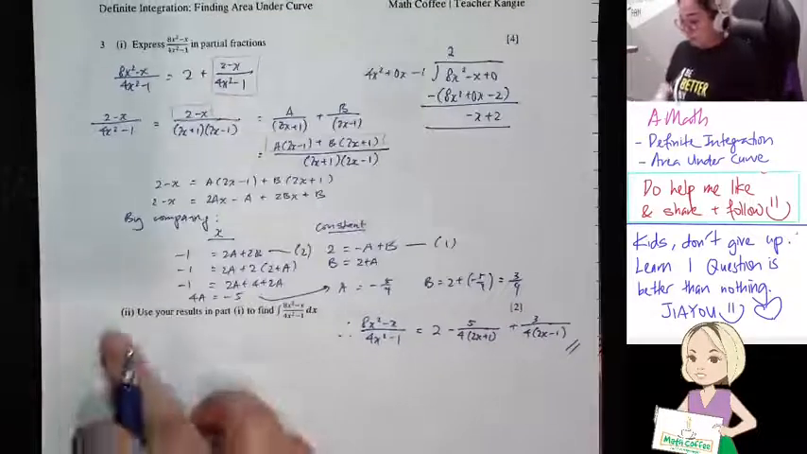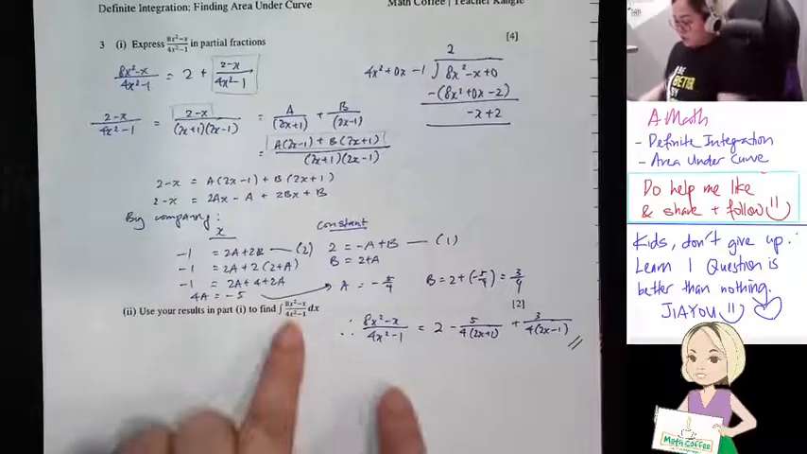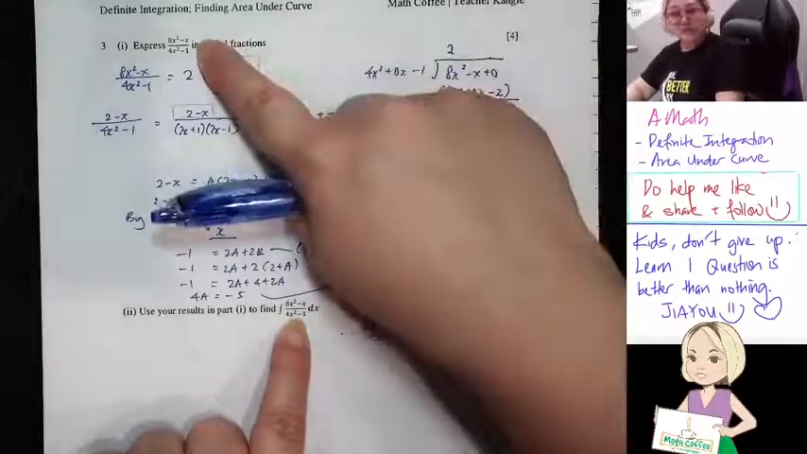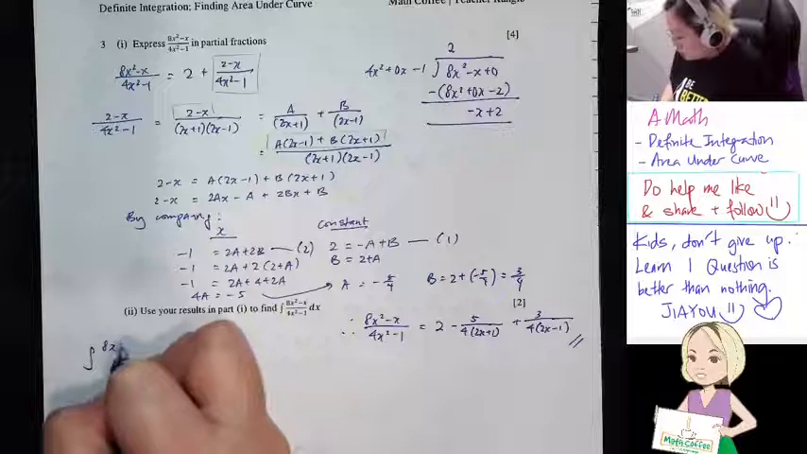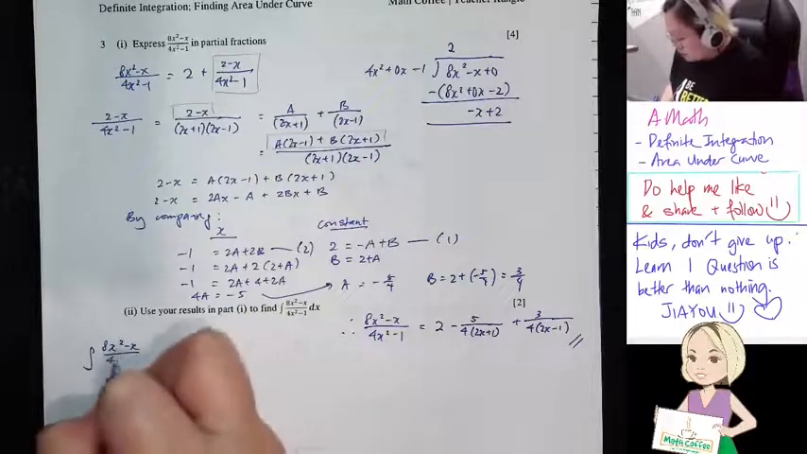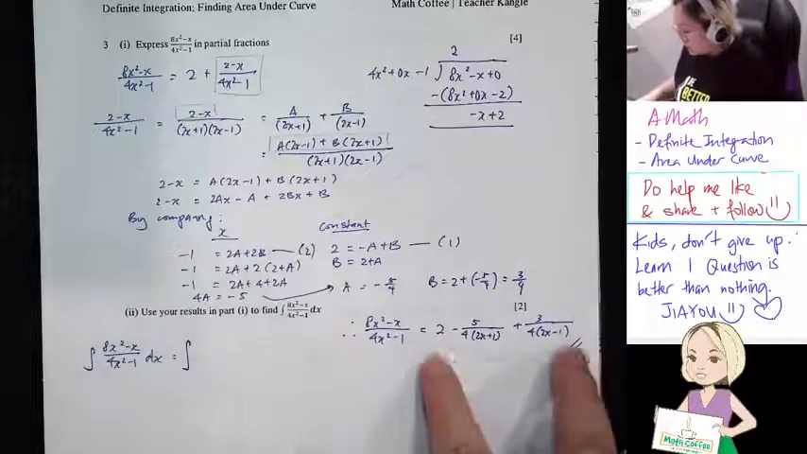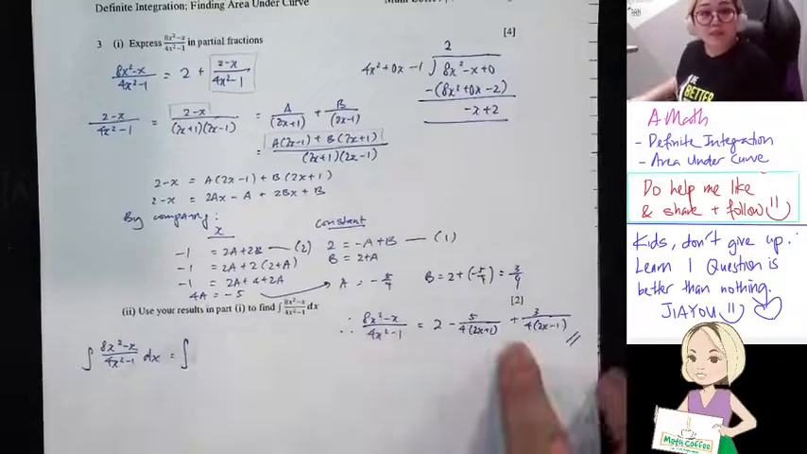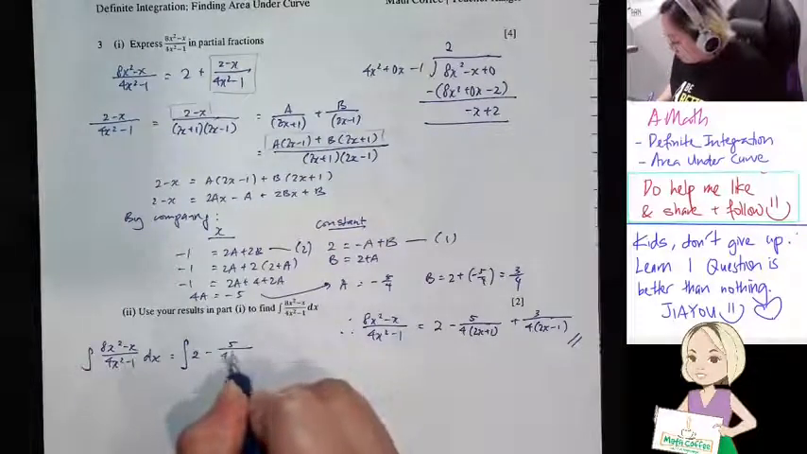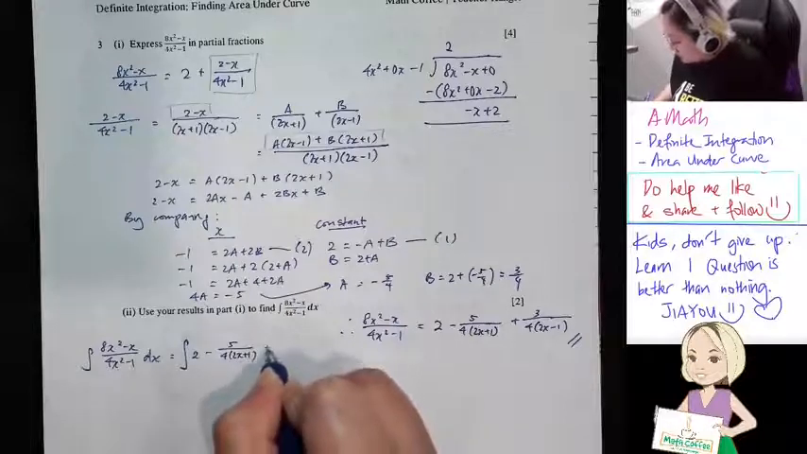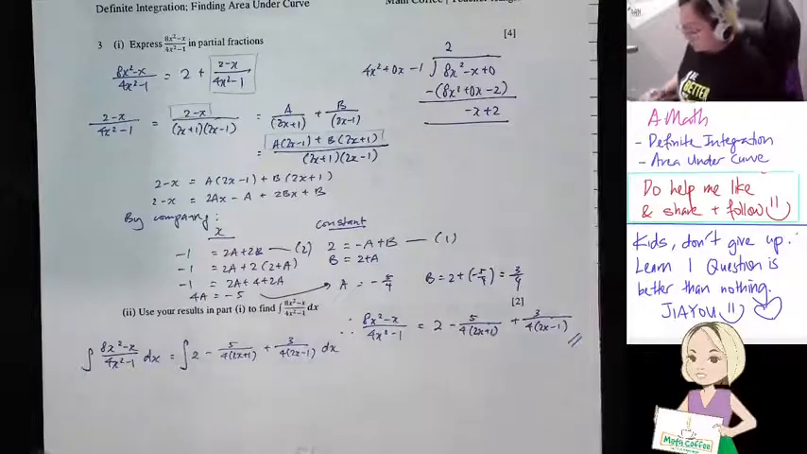So now, part 2. They said use your result in part 1 to find the integration of this. So this is exactly the same as this. Exactly the same. So I can say, if they ask me to integrate 8x squared minus x over 4x squared minus 1, it means that they also want me to integrate this, because it's the same thing. So it means that I want to integrate this, 2 minus 5 over 4 (2x plus 1) plus 3 over 4 (2x minus 1) dx.